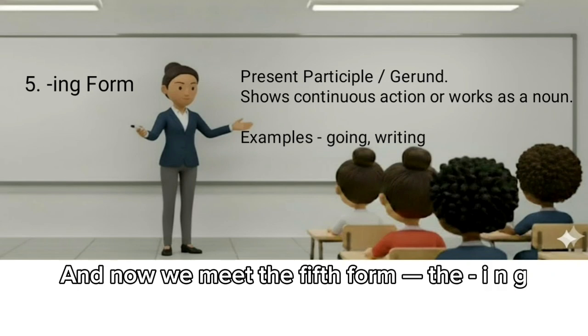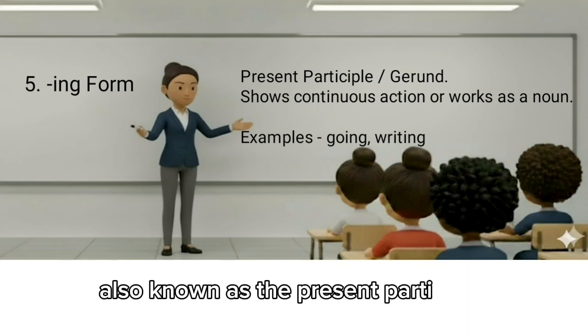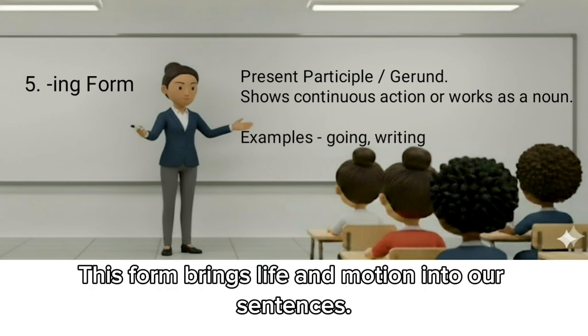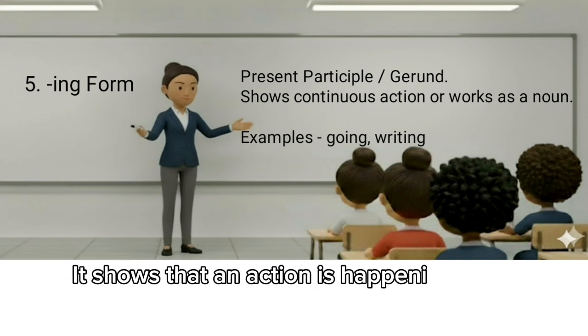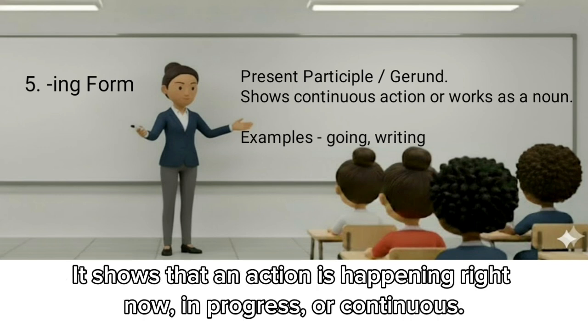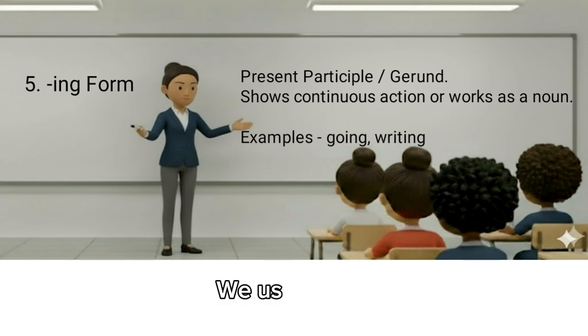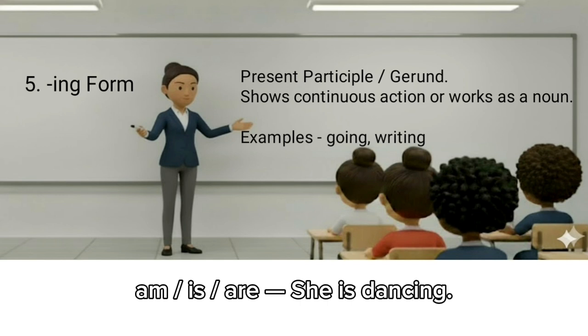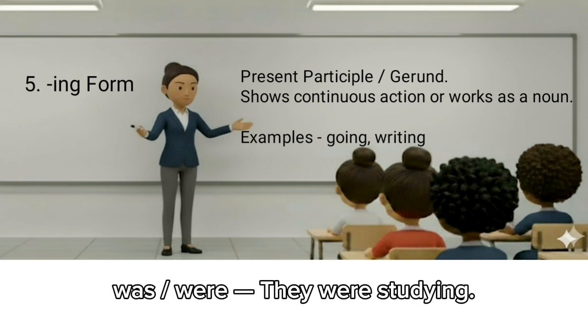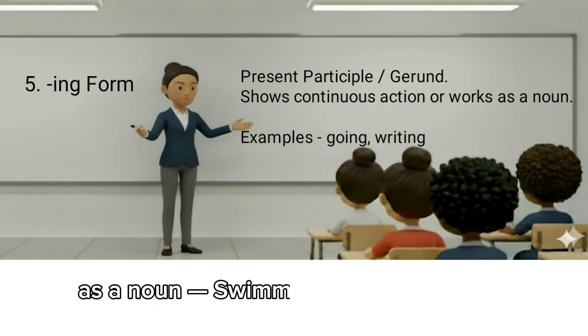And now we meet the fifth form, the ing form, also known as the present participle. This form brings life and motion into our sentences. It shows that an action is happening right now, in progress, or continuous. We use it with am, is, are, was, or were: Archie is dancing, they were studying. As a noun, swimming is good exercise.